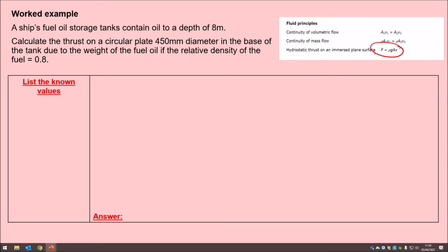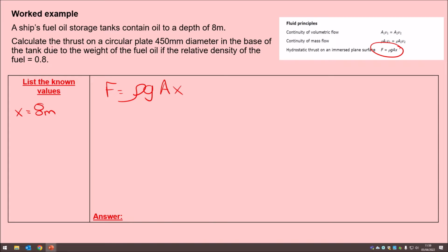When we say thrust, it's really just a force that we're calculating. So force is equal to rho g A x. We'll work our way through the question and get our known values. First of all, it contains oil to a depth of 8 meters. So x is the depth of the oil, that is 8 meters.